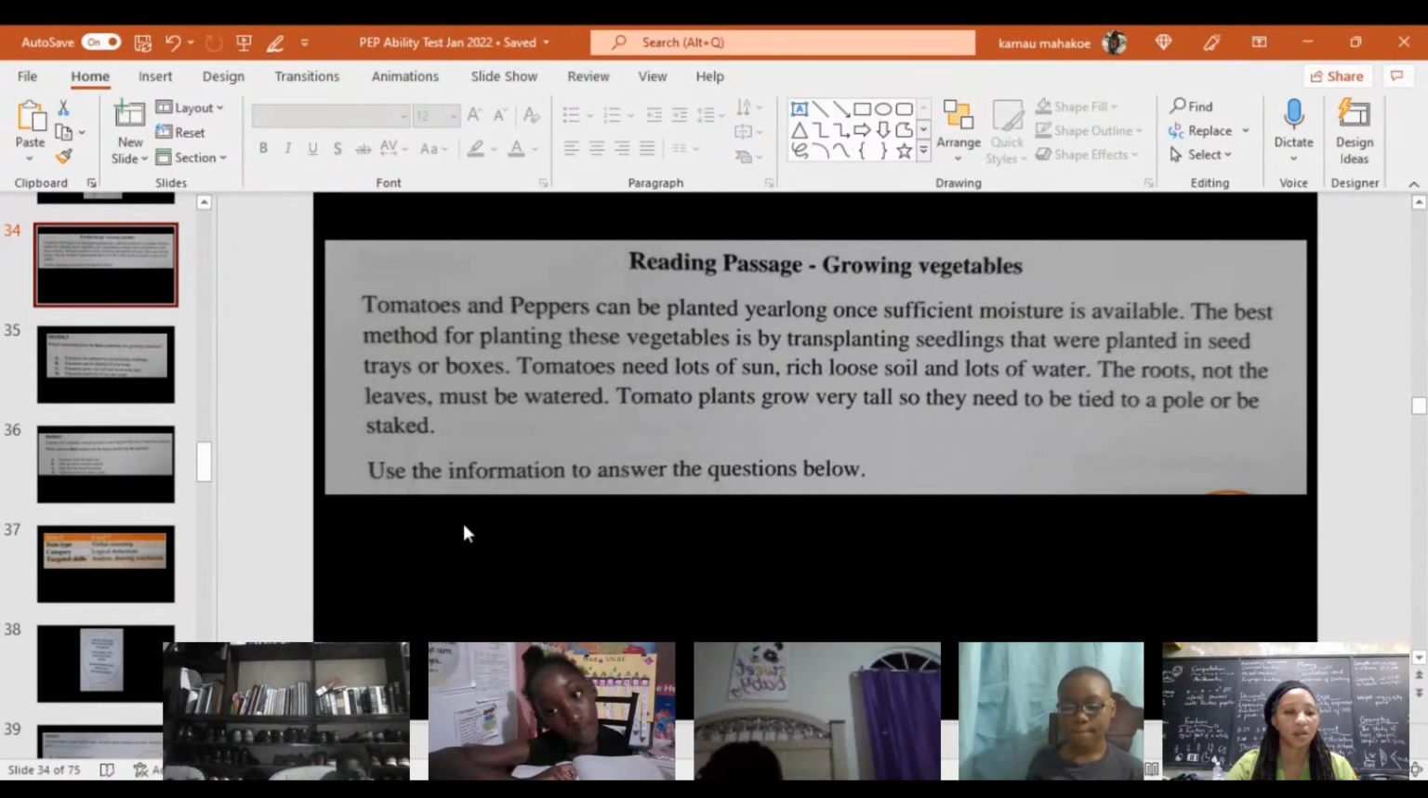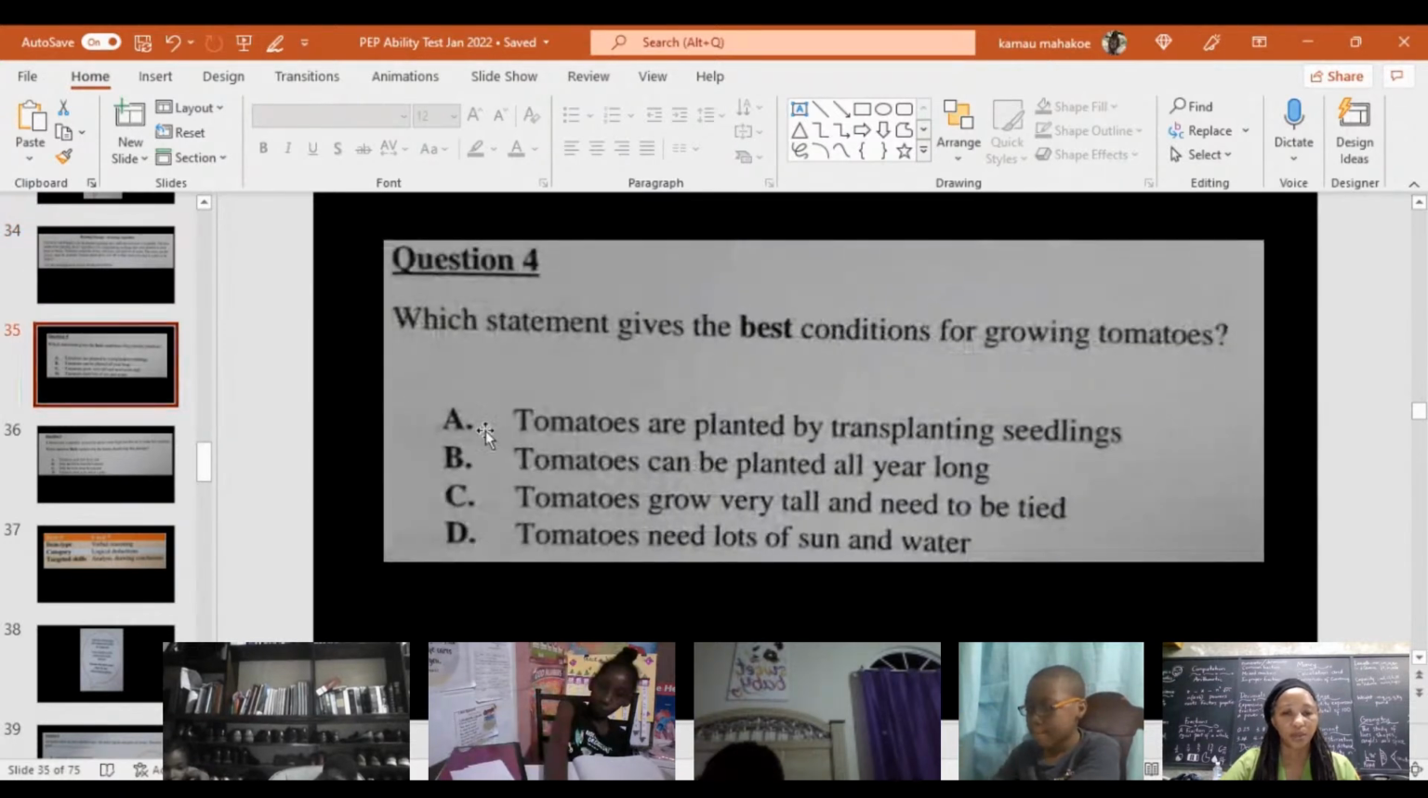Reading passage, growing vegetables. Tomatoes and peppers can be planted year-long once sufficient moisture is available. The best method for planting these vegetables is by transplanting seedlings that were planted in seed trays or boxes. Tomatoes need lots of sun, rich loose soil, and lots of water. The roots, not the leaves, must be watered. Tomato plants grow very tall, so they need to be tied to a pole or... Thank you. All right.